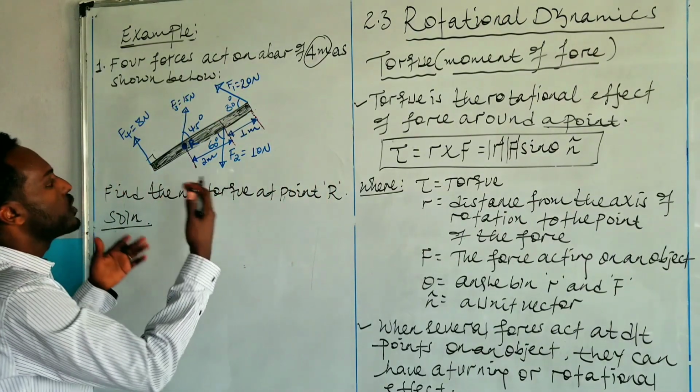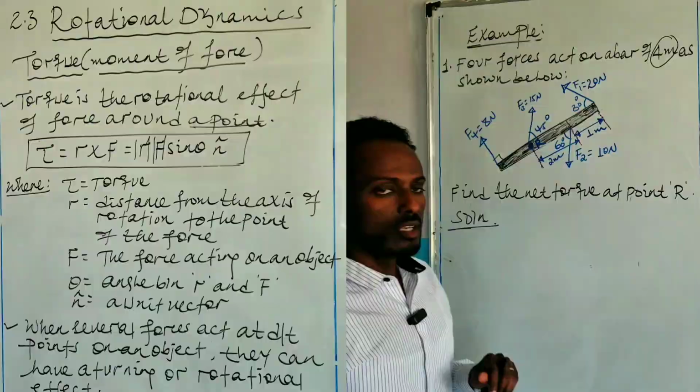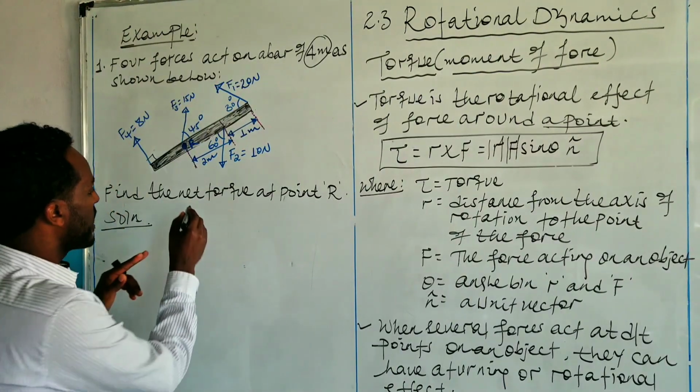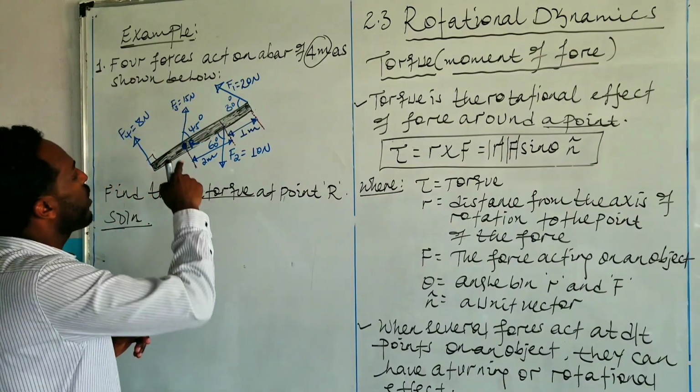By using this distance from the axis of rotation to the point of the force, we can find the torque or the turning effect. So how do we find the net torque or the net moment at point r?